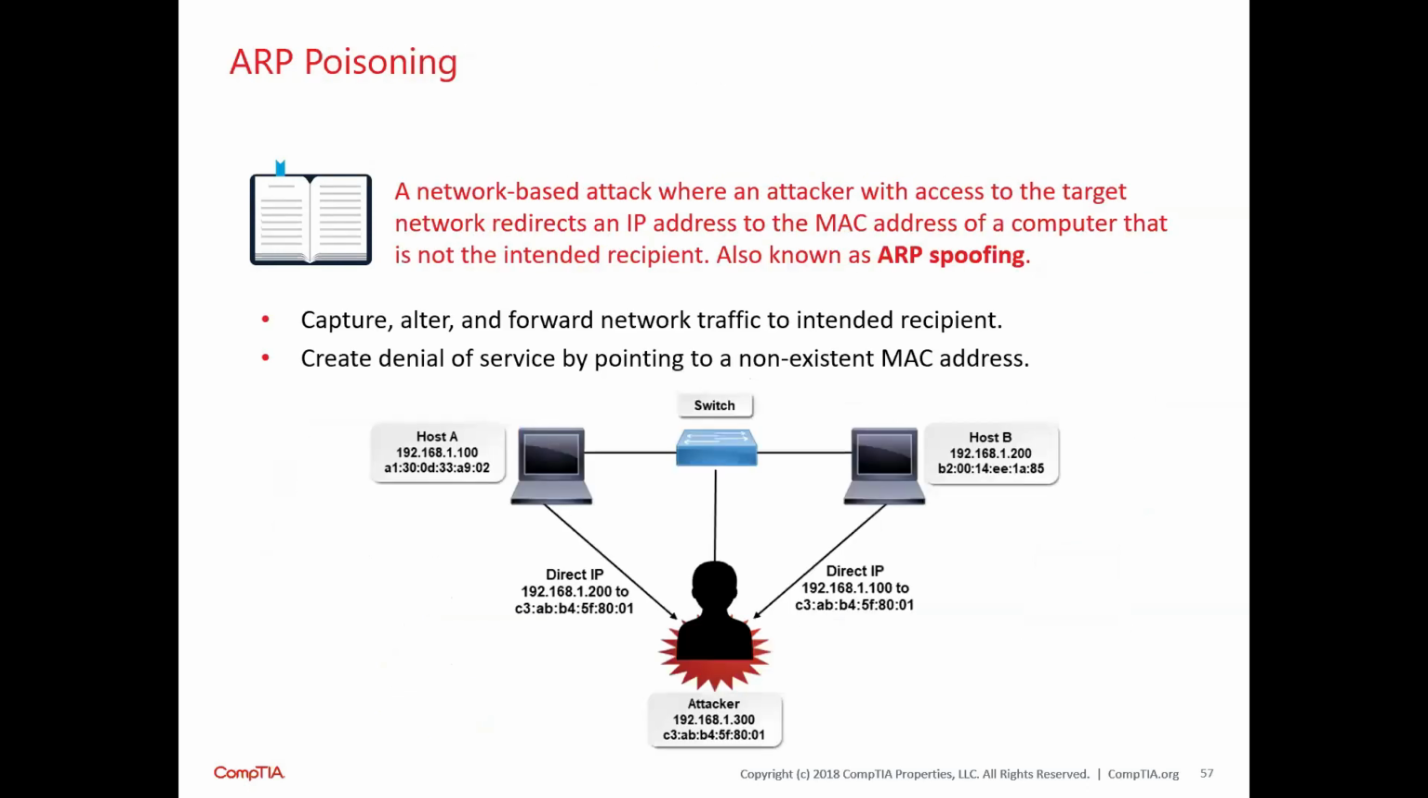Then we can also do ARP poisoning, a network-based attack where the attacker, who has access to the target network, redirects IP traffic to the MAC address of a computer that is not the intended recipient. This is also known as ARP spoofing. Normally, when you want to do a man-in-the-middle attack, you will need to start by spoofing your ARP, specifically in a switch-based network.